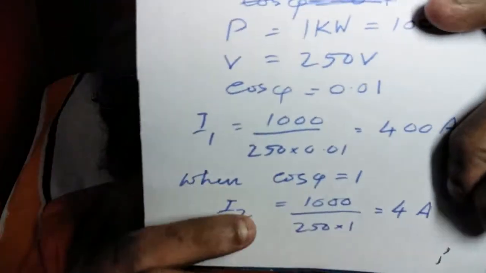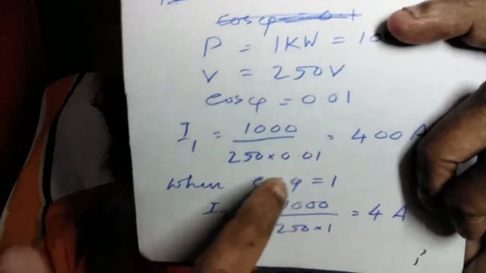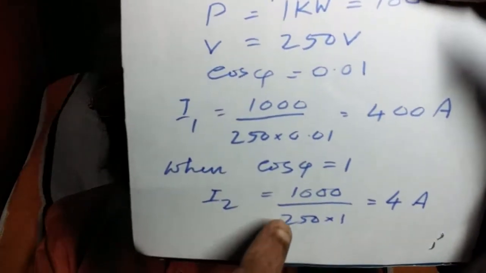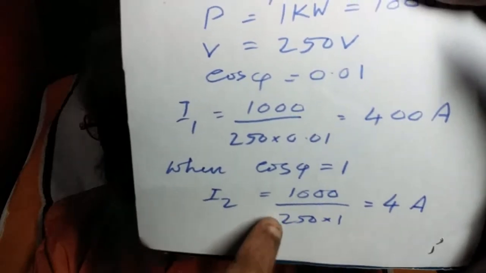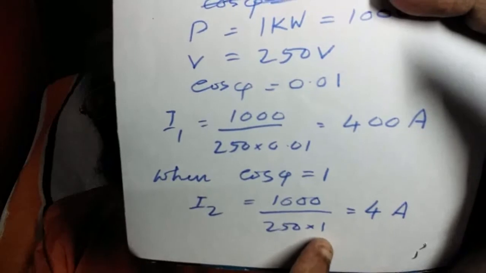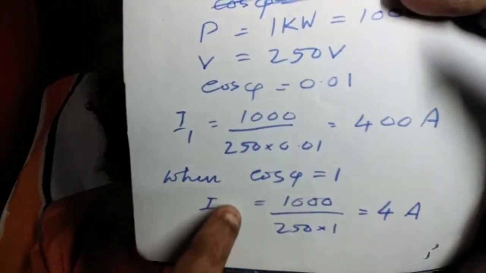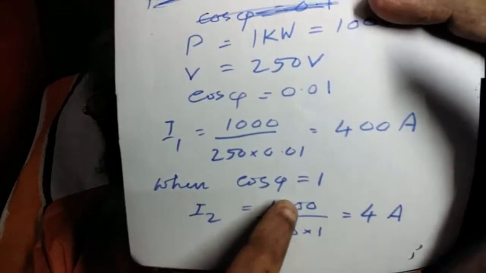That is why during generation of electric power, electricity is generated at high voltage and low current. On the other hand, here the power factor is 0.01, very small, but if the same wattage of power is distributed at the same voltage 250, and the power factor is 1, that is cos phi is 1, current involved equals 1000 by 250 into 1, that is 4 ampere. That's a small current, we can handle it easily, and no insulation problem arises.